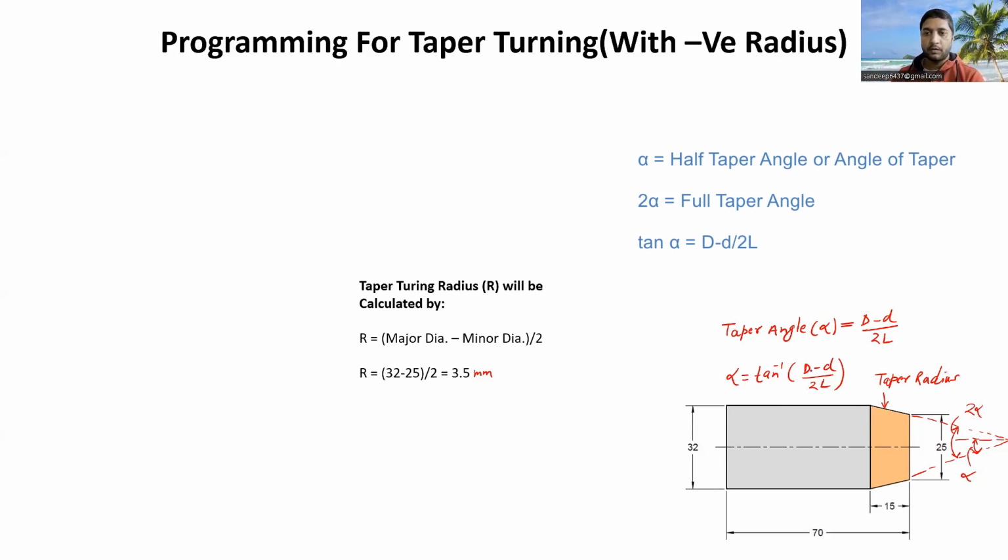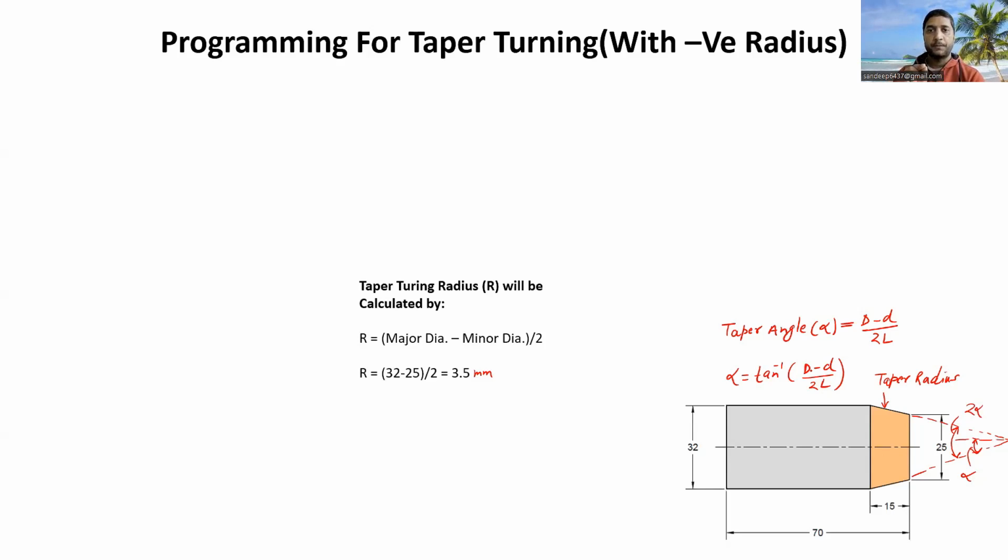And after calculating this taper angle, what we will do, we will rotate the compound slide of the conventional lathe machine with respect to this angle and then do the taper turning operation. But here in case of CNC lathe machine, we are not going to rotate our compound slide. We will just give the taper radius value to the machine, or we will incorporate this taper radius in the code and it will execute automatically this taper turning operation.